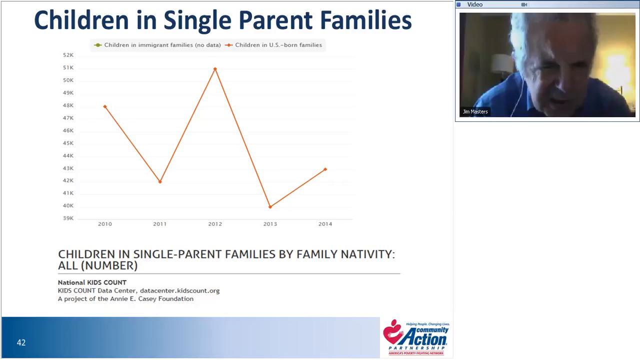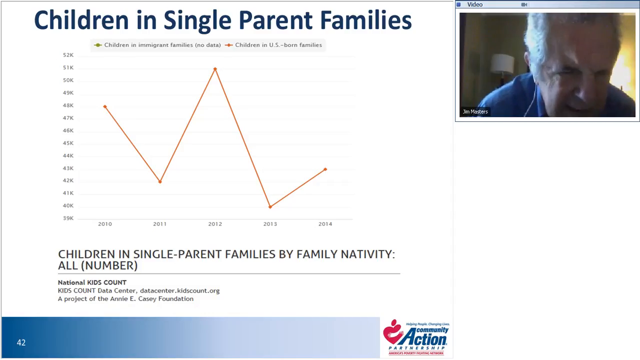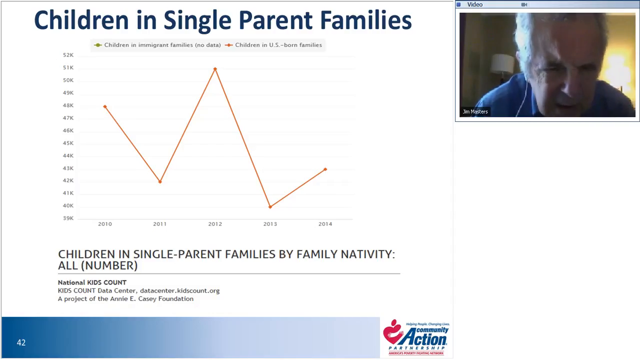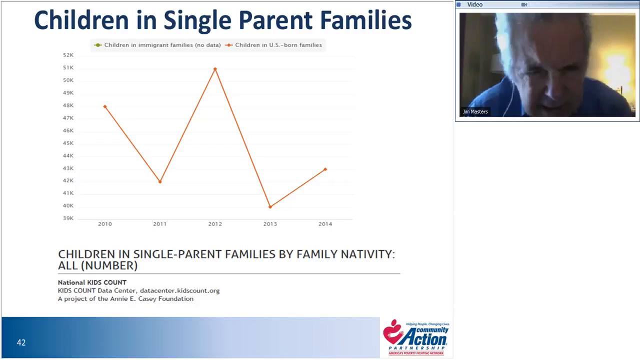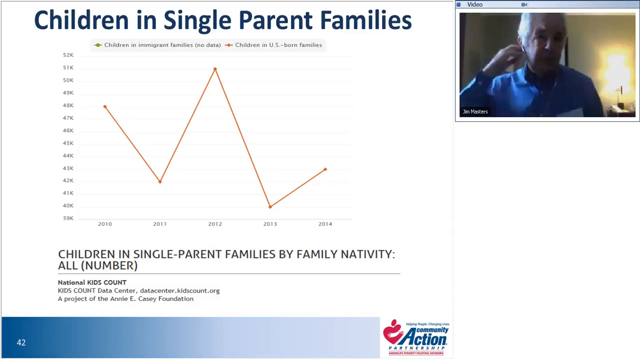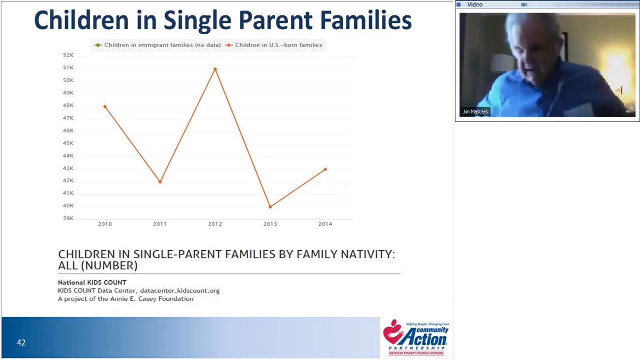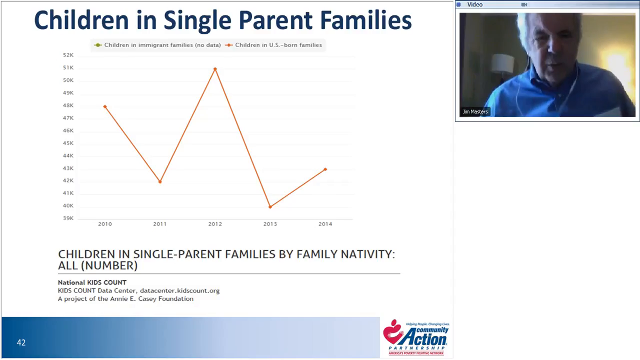Yeah, this chart doesn't make any sense to me. There's just not that much volatility in terms of people moving in and out of this area. So in 2011, you've got 43,000 kids in single-parent families. In 2012, it goes to 51,000, and then in 2013 drops back down to 40,000. I don't believe it. But it goes to show you, when you start digging down for these numbers on small geographic areas, you can get some things that don't quite make sense.